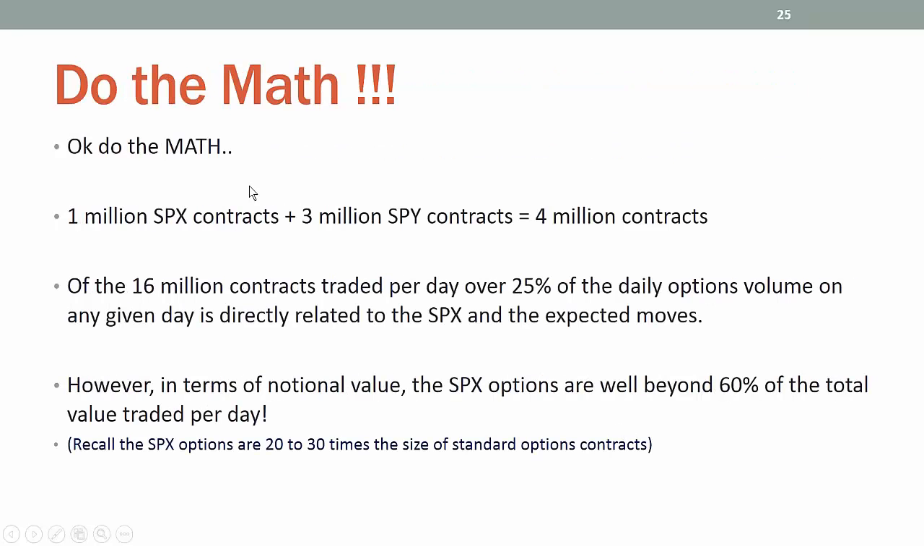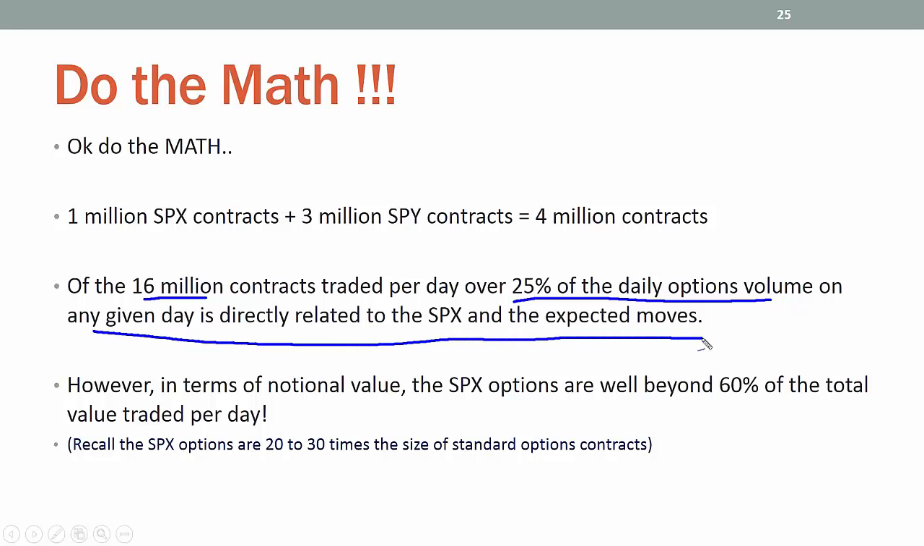So do the math. Follow with me here. You have 1 million SPX contracts. You have 3 million Spider contracts. That's 4 million total contracts. Now, what was the total? Of the 16 million contracts traded per day, over 25% of the daily options volume on any given day is directly related to the SPX and expected moves.